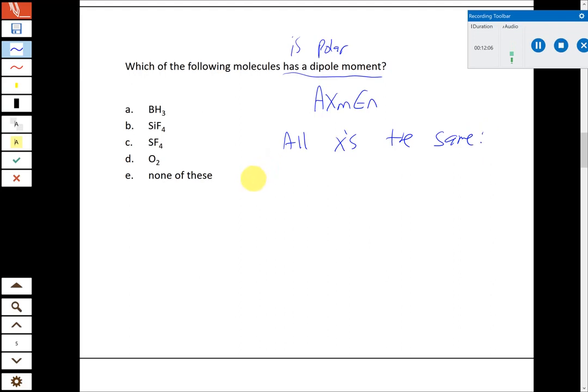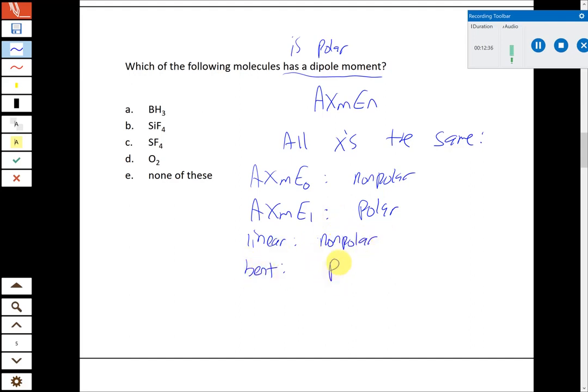So if it's AXnE0, meaning there's no lone pairs on the central atom, it's going to be nonpolar. If it's AXnE1, that's going to be polar. So there's one lone pair on the central atom. And then if we have just three atoms, it's either going to be linear or bent. Any of the linear structures are nonpolar if all the X's are the same, and the bent structures are polar. And that takes care of most of the structures. There's two others that don't fit into this pattern. There's the AX4E2 and AX5E that you need to learn, but just about all the structures that we would have are going to fall into one of these categories.